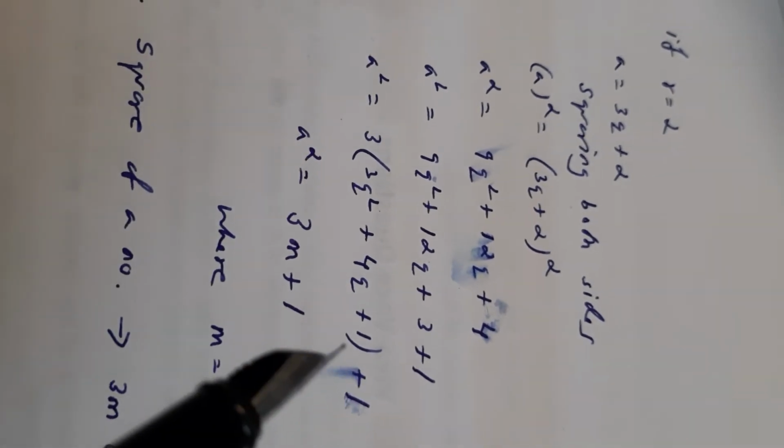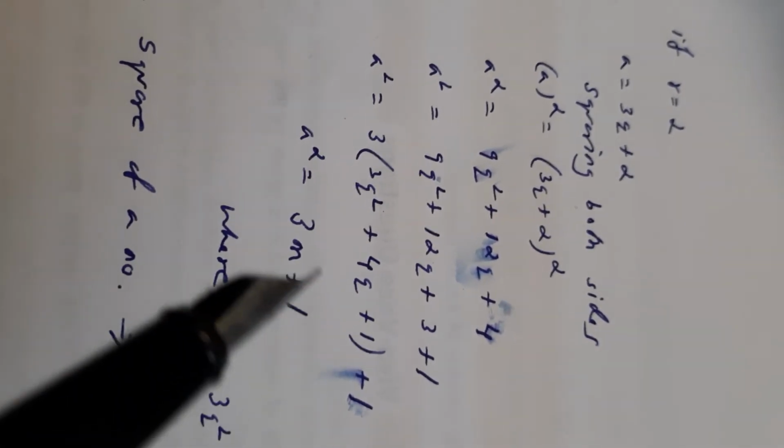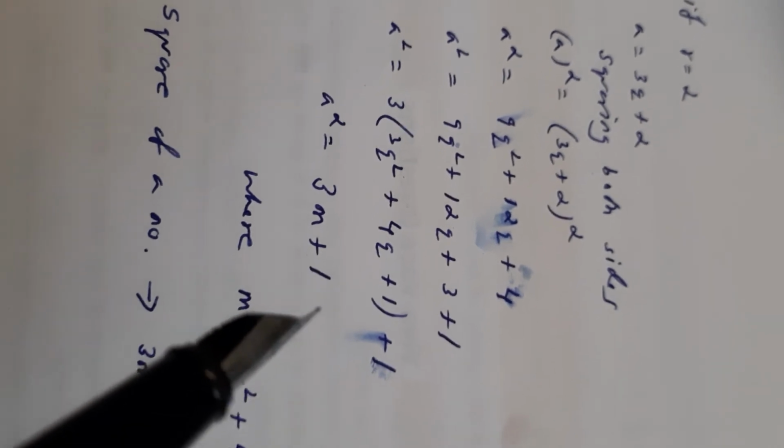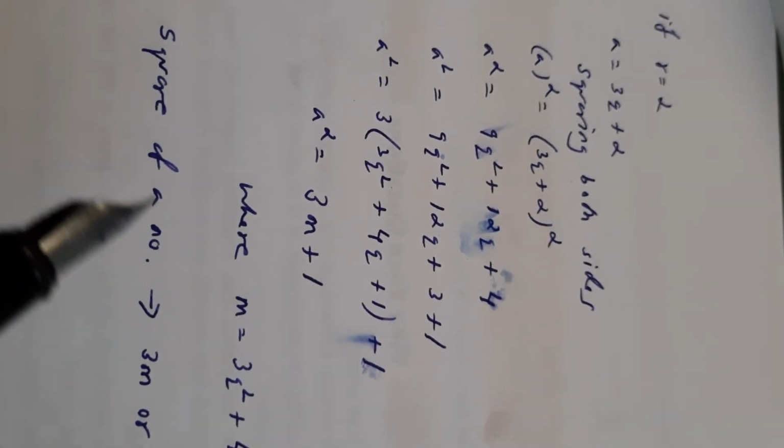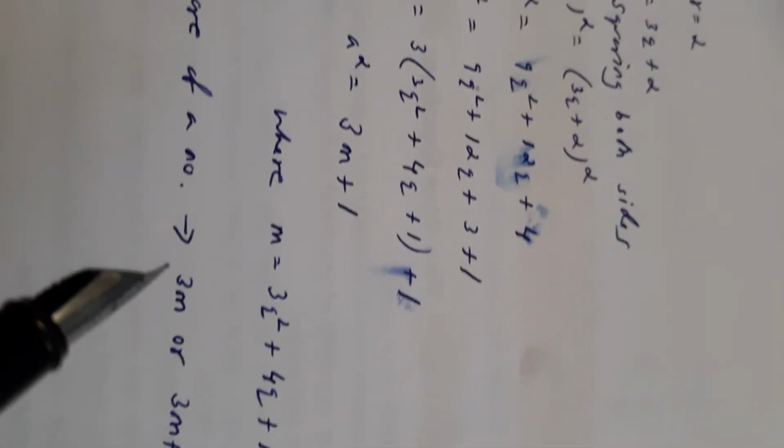Whatever is in the bracket, just like before, replace with m, so we get 3m plus 1, where the value of m here is 3q square plus 4q plus 1. So what have we proved? That the square of a number will always be in the form of 3m or 3m plus 1.